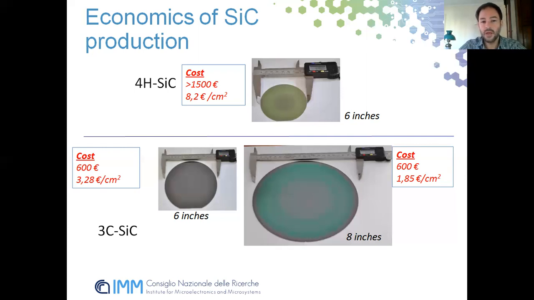A way to reduce the cost of silicon carbide could be to grow the silicon carbide on silicon. In this case, the cost should arrive to 600 euros, but the only polytype that can be grown on silicon is the 3C silicon carbide, not the 4H silicon carbide. This is for thermodynamic reasons, because 3C is stable at low temperature.